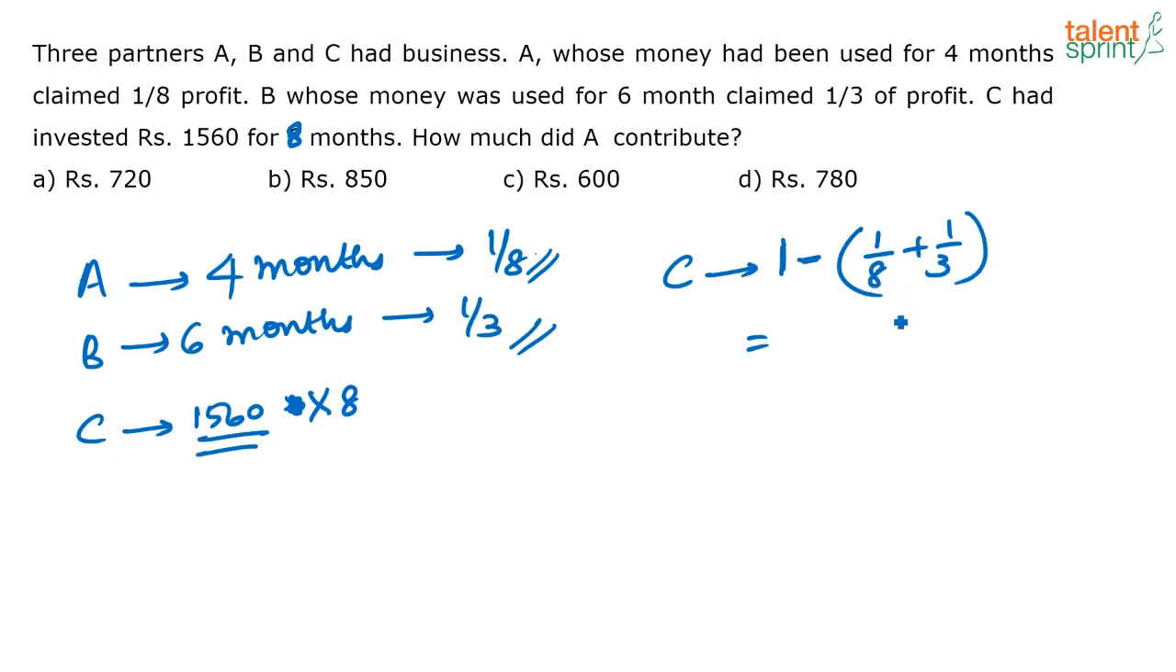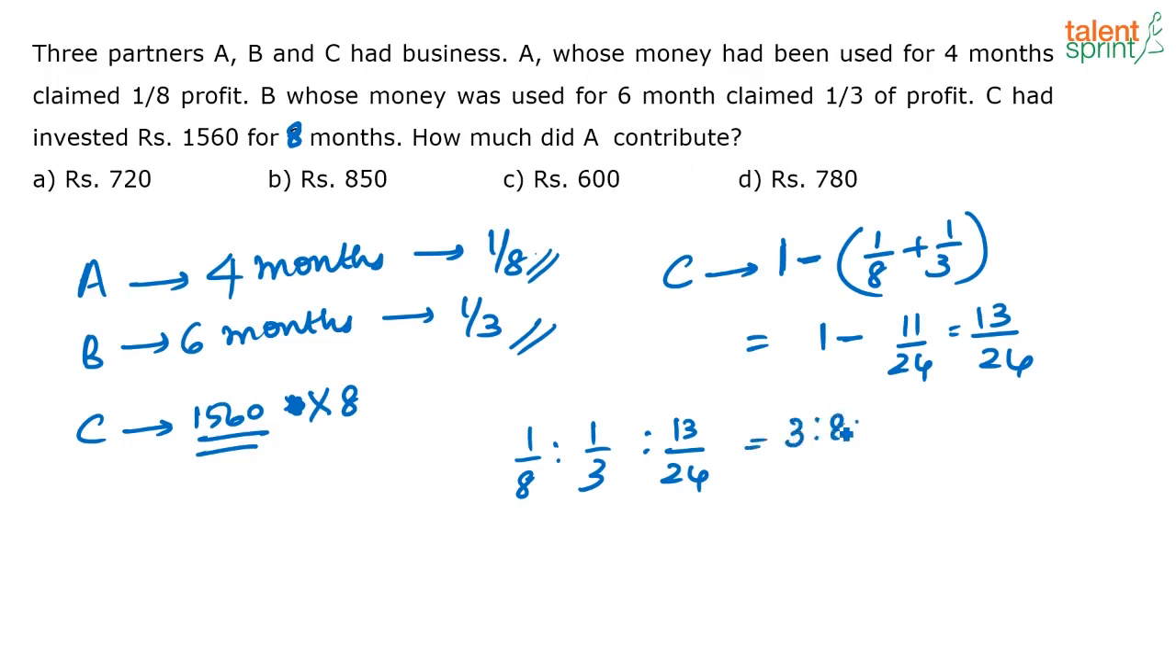That is 11/24 of the profit. So, what is the share of C? The share of C is nothing but 1 minus this 11/24. That is the share of C, or that is equal to 13/24. So, in what ratio is the profit now shared between A, B and C? 1/8 is to 1/3 is to 13/24. This is the ratio in which A, B and C are sharing the profits, or this is equal to 3 is to 8 is to 13. Okay. I hope it is clear what I have written.